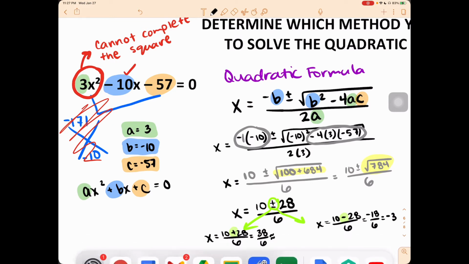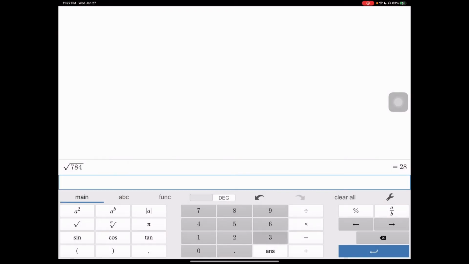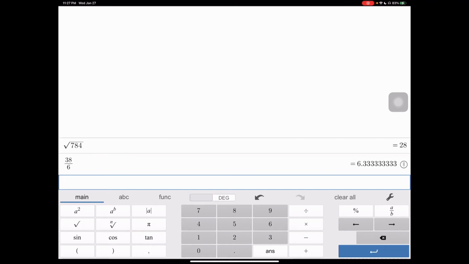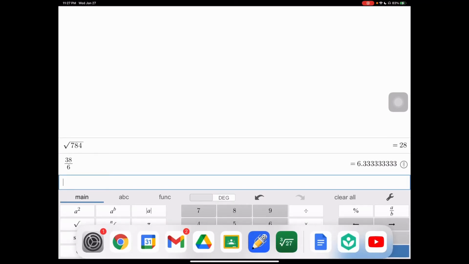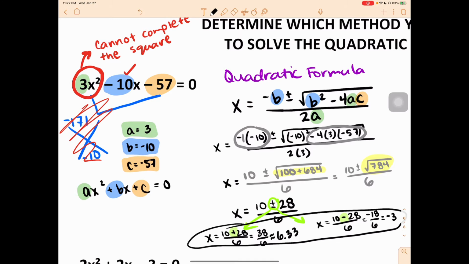And this one is going to be about 6.3 repeating, I believe. So let's see here. So 38 divided by 6. Yeah, 6.3 repeating. Because it would be 6 and 2/6 left over. So then it'd be 6 1/3, 6.333 repeating. So it's about equal to 6.33. So these are our solutions, our x-intercepts, -3 and 6.33 for this one.